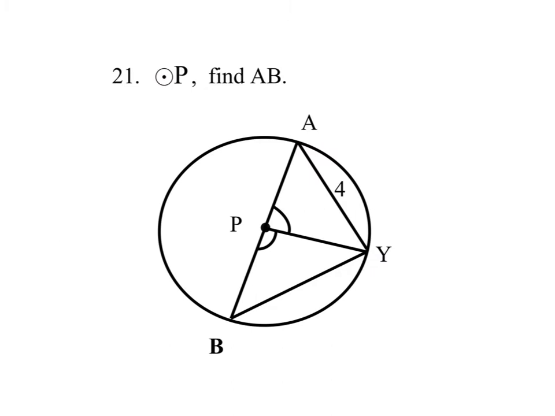Number 21 is asking us to find segment AB. That's our goal. It gives me that this segment right here, AY, is 4. First thing I'm noticing here is that these two angles are congruent. They also add up to a straight line, because APB is a straight line. So they're almost mismarked. We are going to remark these as 2 right angles, because if they're congruent and they're going to add up to 180, then those are each 90. So they're right angles.